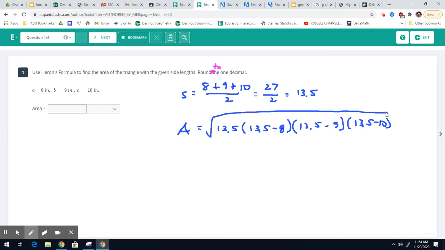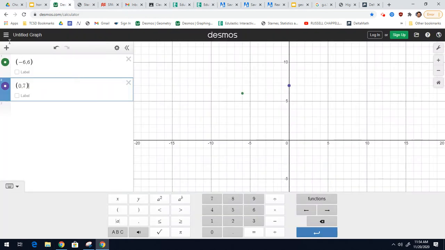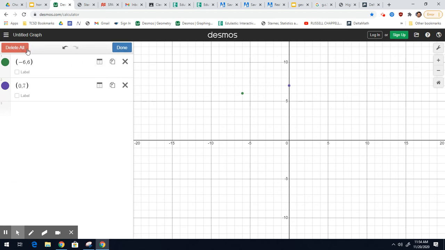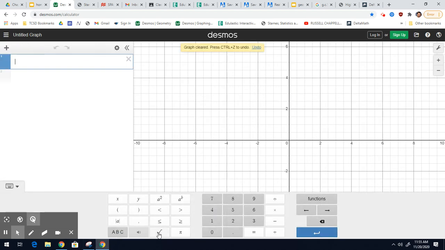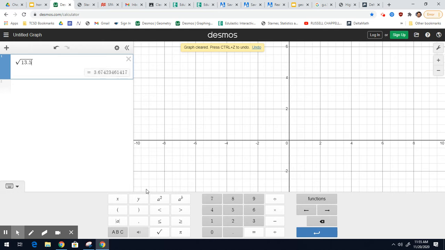Okay, and I'm going to go ahead and show you how to type that into the Desmos graphing calculator. Let me take a picture just so I don't forget. Don't trust my memory. There we go. Okay, so we'll go into the graphing calculator here. Let's delete what we're doing. Okay, so square root, 13.5 times open parenthesis 13.5 minus 8 close parenthesis, open parenthesis 13.5 minus 9 close parenthesis, open parenthesis 13.5 minus 10. And there we go. There's our area.